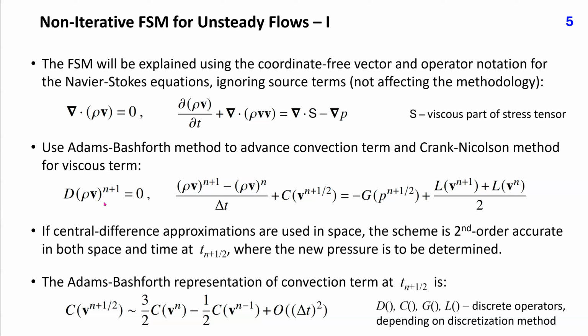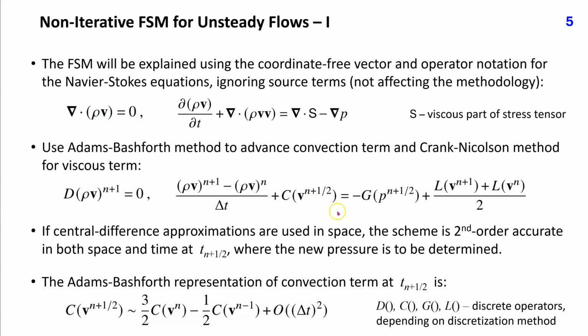We require that the continuity constraint, that is, a divergence-free velocity field, is satisfied at each time step. For the momentum equations, we use Crank-Nicolson scheme to advance viscous terms and midpoint rule for pressure and convection terms. That is, these terms are evaluated at the midpoint between time levels Tn and Tn plus 1. While pressure is stored at the time Tn plus 1/2, that is, staggered in time by a half time step, the velocity is computed at the midpoint explicitly using Adams-Bashforth method.